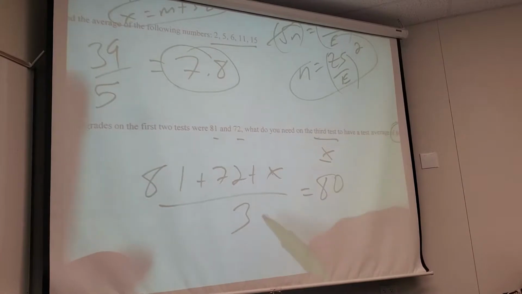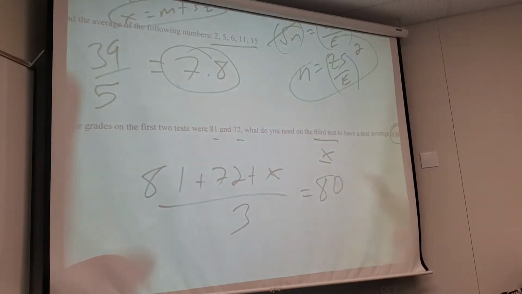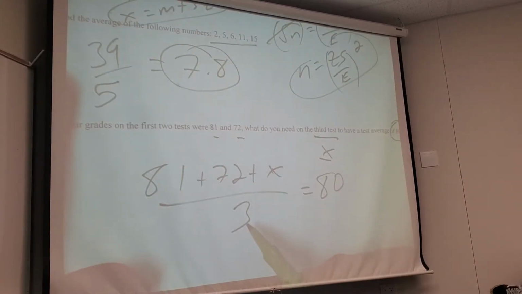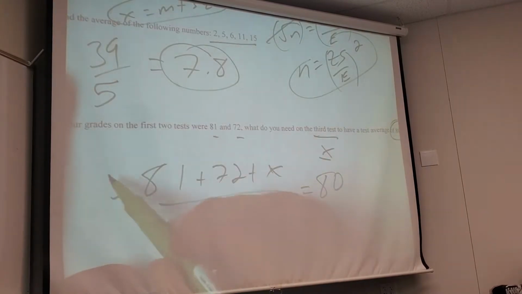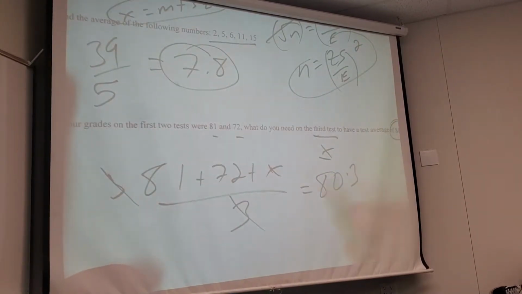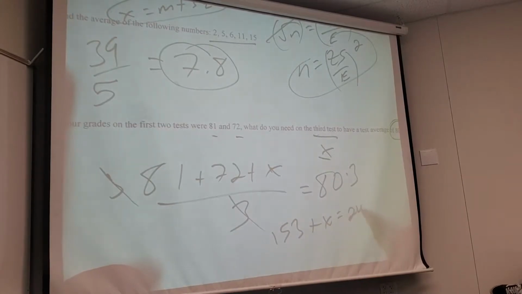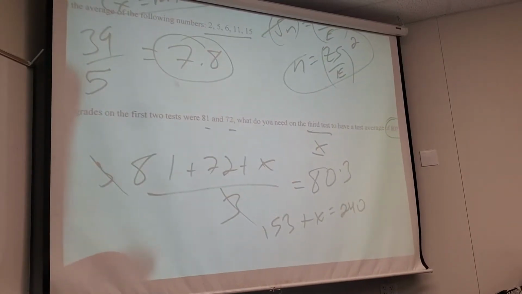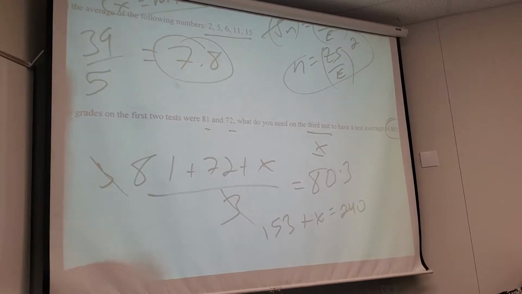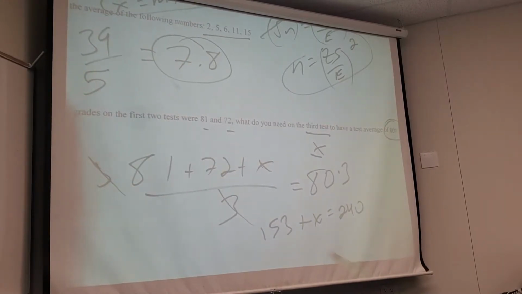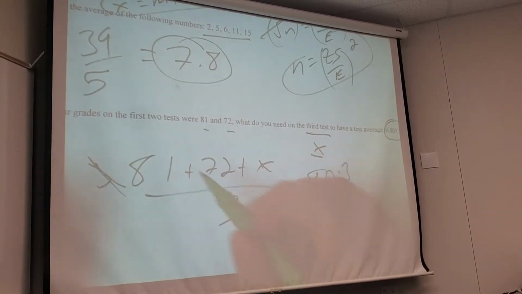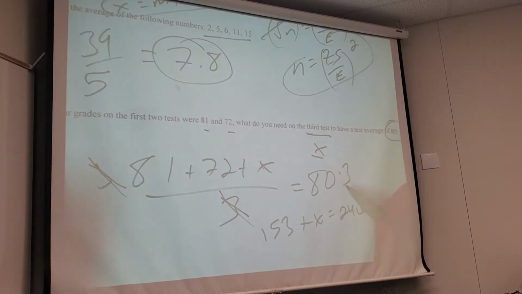What do I want to kill first? You've seen this idea twice now. I want to get rid of the 3, don't I? So I just triple both sides. 81 and 72 is 153. Stop there for a second. Wait, you multiplied the 3? Yes, totally. Got to multiply the 3 so it cancels. So I got to multiply the other side by 3 also.